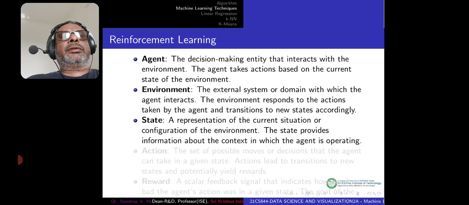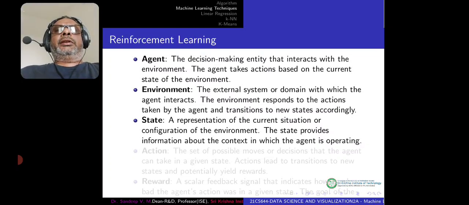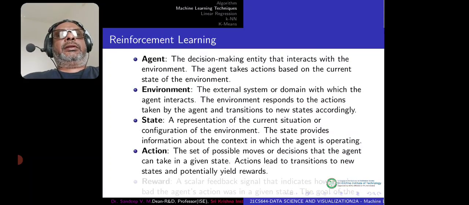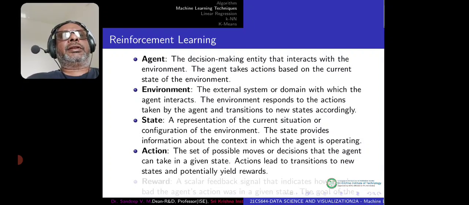State. So when the agent interacts with the environment, the environment is changing. So this change in environment is represented by a state. It's a representation of the current situation or the configuration of the environment. The state provides information about the context in which the agent is operating. Action. There is a possible set of moves or decisions that the agent can take in a given state. The actions lead to transitions to new states and potentially yield rewards.